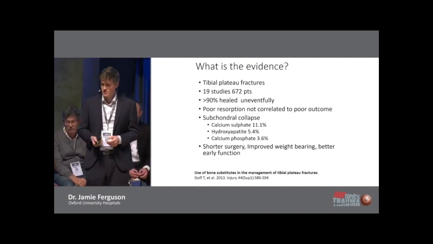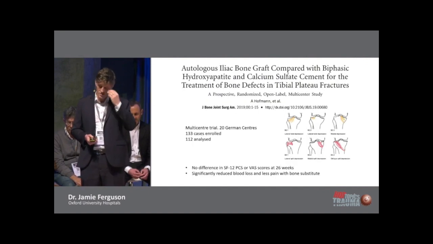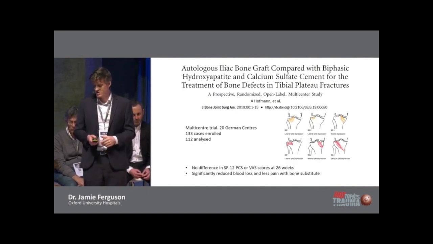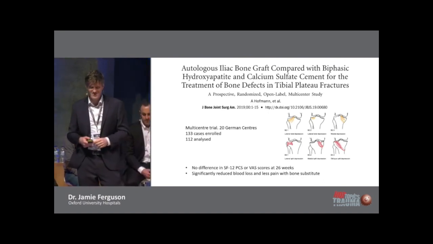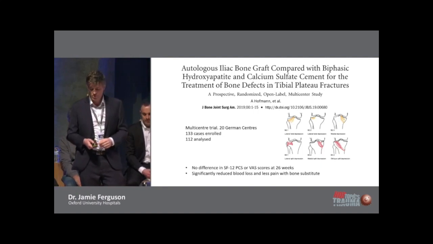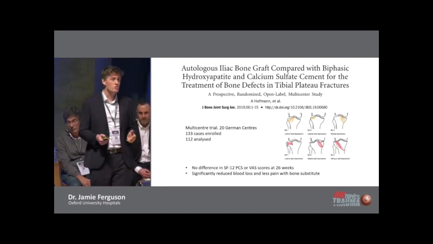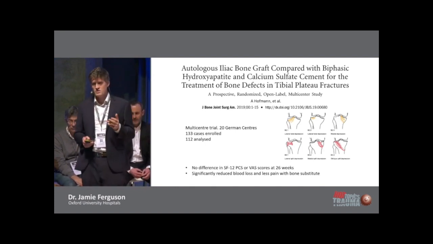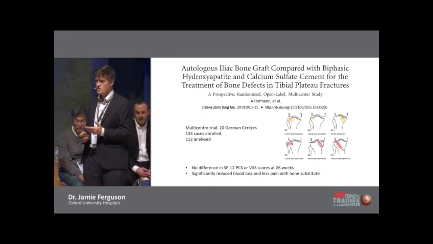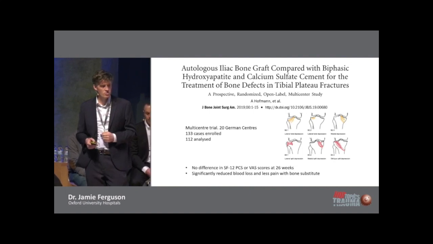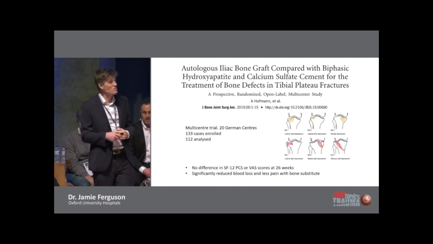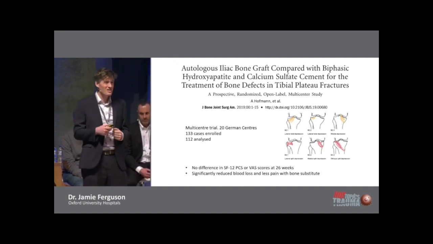There's a more recent randomized trial looking at tibial plateau fractures where they've used a particular biphasic product. It was a multi-center study, reasonable dropout rates, lost to follow-up, but that showed that there was really no difference between bone grafting and a bone substitute, this particular bone substitute, which was Cerament. So the functional scores were good, and again, you've got the benefit of reduced blood loss, reduced operative times, and less pain. But of course, you could argue that some of these fractures, do we really need to use bone substitutes? They might do quite well without them.